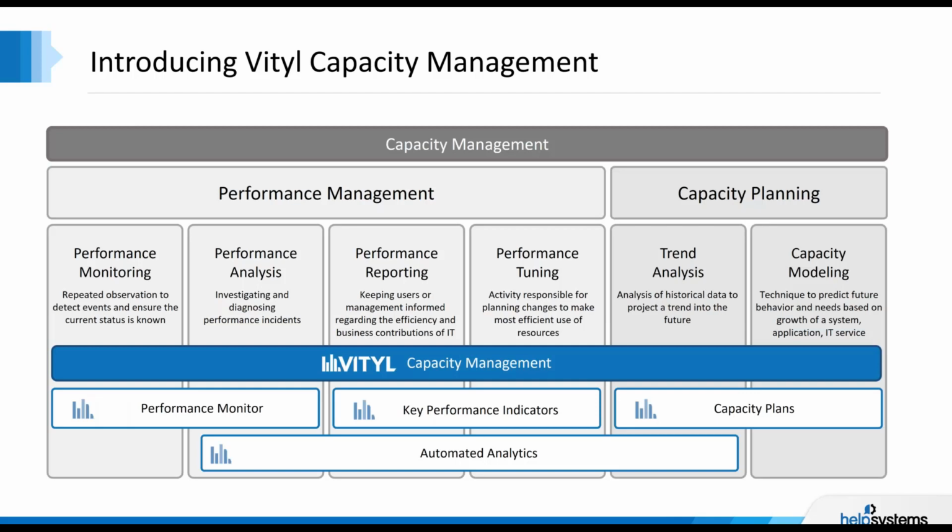So just to give a brief overview of our product, Vityl Capacity Management, we have 3 key areas: performance monitor, key performance indicators, and capacity plans. So what does each one do? Well, performance monitor is to monitor what's going on now or what happened in the past. You can look at any systems or a group of systems, and then you can do performance analysis on this, deep dive into, okay, what processes are causing this peak in CPU or what happened there.